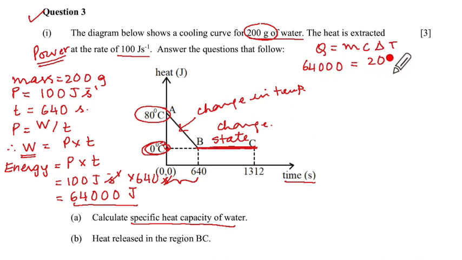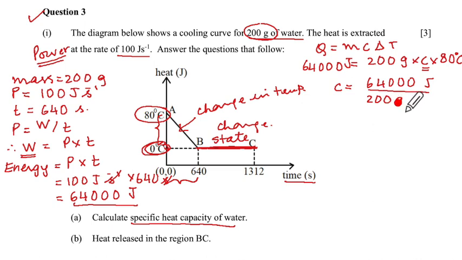Mass is 200 gram multiplied by C, this C is the specific heat capacity, multiplied by delta T, which is from 80 to 0. So that is our 80 degrees C. So your C will be equal to 64,000 joules upon 200 gram into 80 degrees C. So let us cancel the 3 zeros like so. 8 ones are 8, 8 eights are 64, and 2 ones are 2, 2 fours are 8.